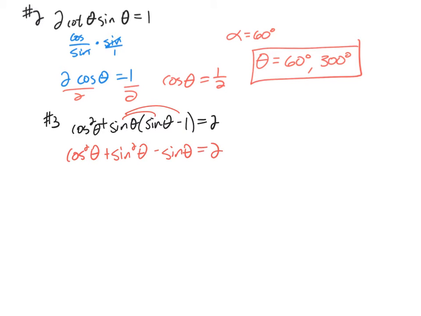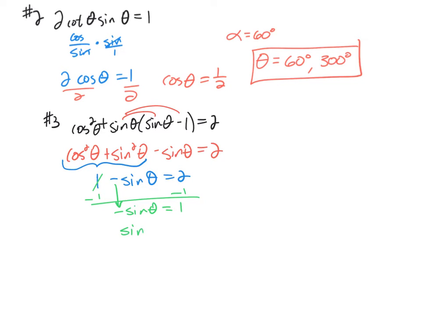We're trying to simplify this to a single trig function. We've got cosine and sine in there, but hopefully we can recognize that this is one of the Pythagorean identities. Sine squared plus cosine squared, or if you switch the order when you're adding, cosine squared plus sine squared, equals 1. So I can replace that with its identity, equals 2. Then I can subtract the 1 on both sides, and I'll have negative sine theta, don't forget to bring that negative sign down, equals 1. So then sine theta equals negative 1.